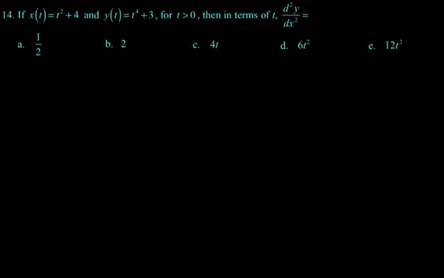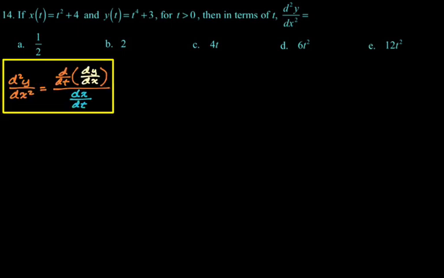x is t squared plus 4, y is t to the 4th plus 3, t is greater than 0. I don't know if that really matters for these problems, but they usually throw that in. We want to find the second derivative of y with respect to x. You've got to memorize that formula. The second derivative of y with respect to x is the derivative with respect to t of dy/dx over dx/dt. We also have to remember how to find dy/dx, which is dy/dt over dx/dt.